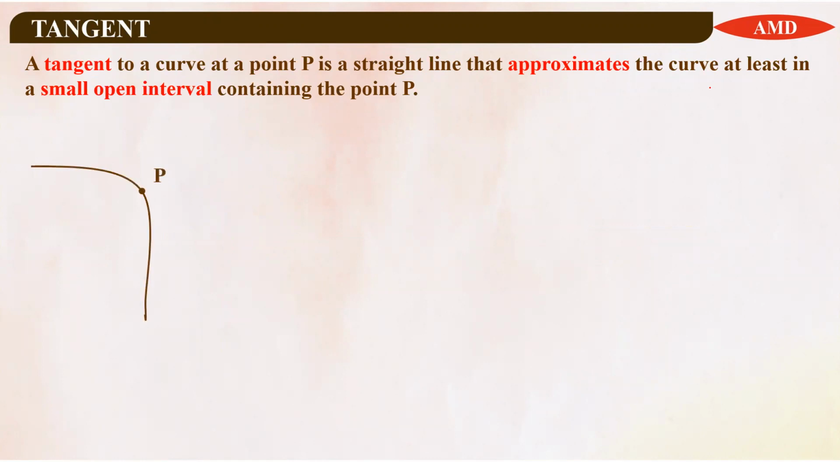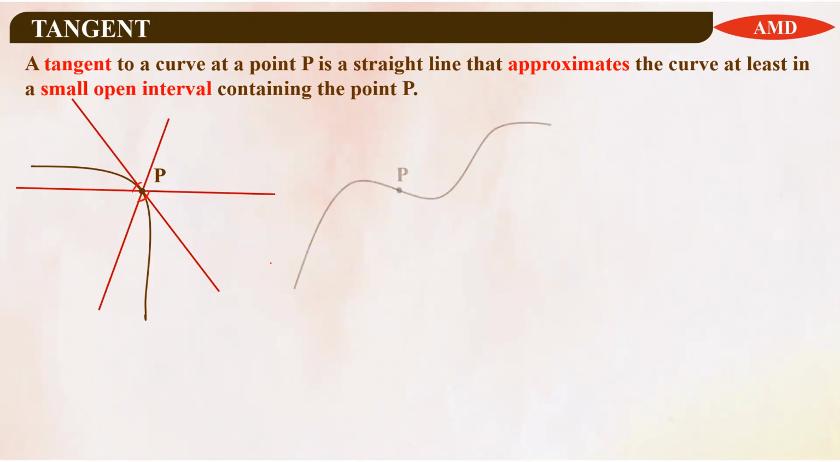We consider a curve and I draw a straight line that touches the curve at the point P. And here we see that there is a small open interval containing the point P in which the straight line and the curve are approximately equal. Any other lines that we try to draw at the point P will not approximate the curve, therefore they cannot be the tangents.